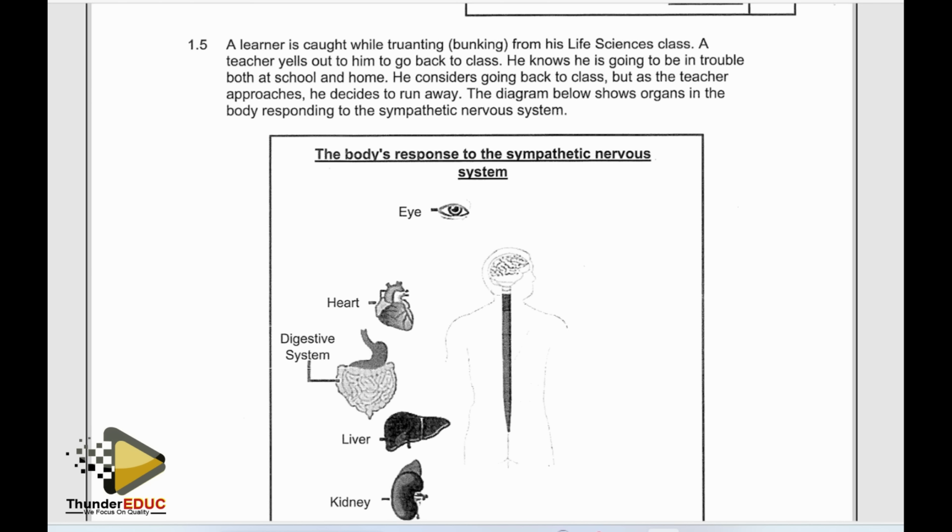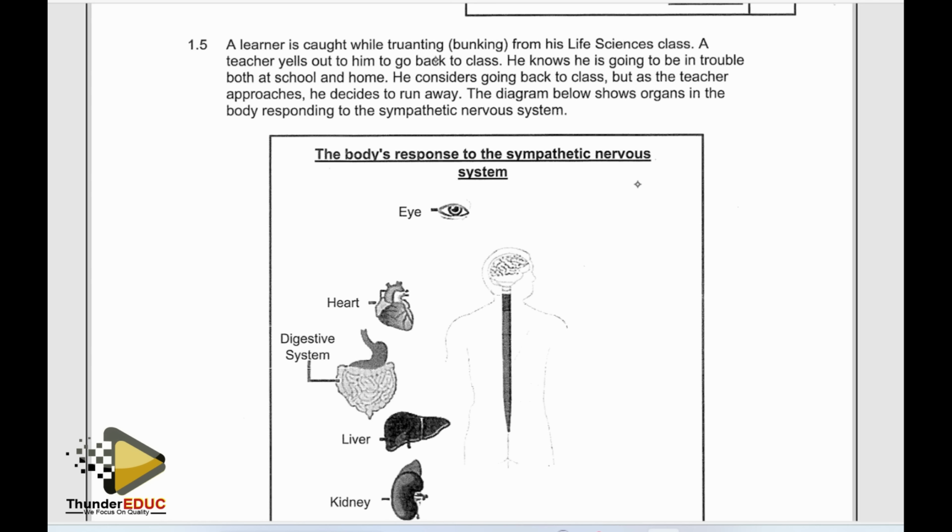Many people were complaining about this. Generally, how was the paper? Many people were saying this is the endocrine system. But if you look at it critically, it's not the endocrine system, although this part is linked to the endocrine system. It is the sympathetic and parasympathetic nervous system. If you check our distinction material book, you'll find the answers there.